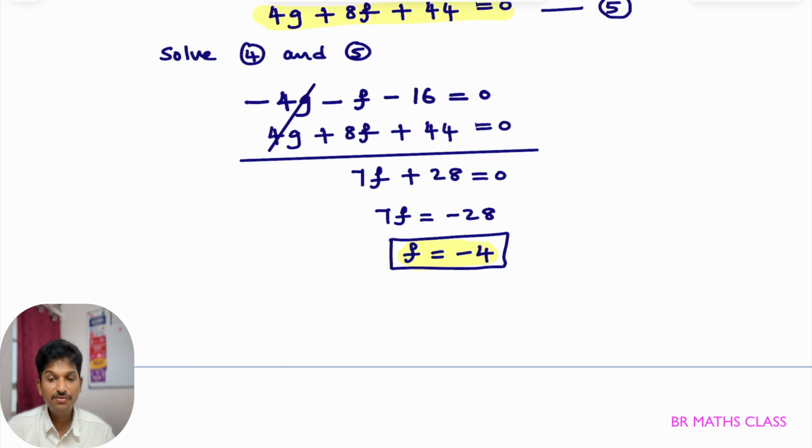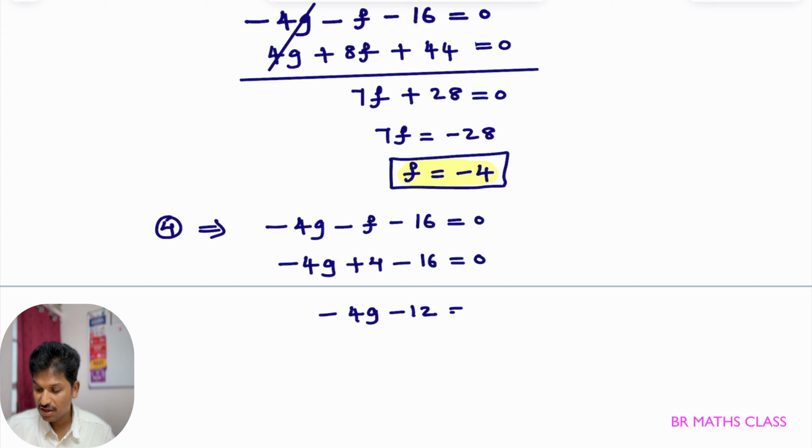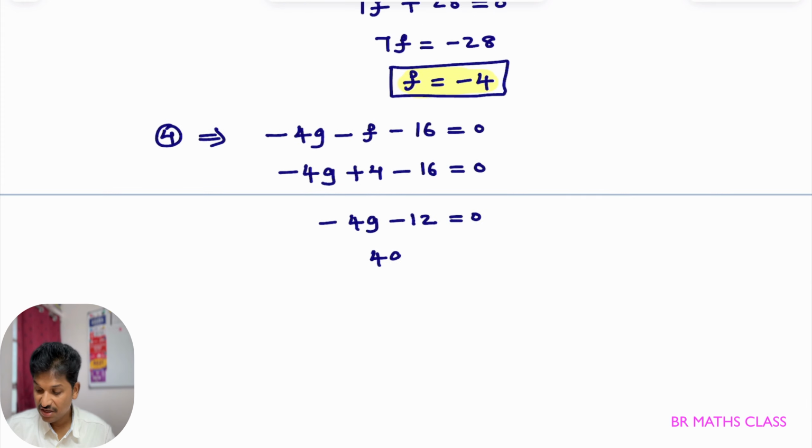Now, to find G value, you substitute this in any one of these two equations. See, this is equation number 4. In this equation, I'll substitute F value. What you will get, minus 4G minus F is minus 4. Minus of minus is plus 4, right? Plus 4 minus 16 equal to 0. From this, what you will get, minus 4G minus 12 equal to 0. 4G equal to minus 12. From this, you will get G as minus 3. You got the second important value.